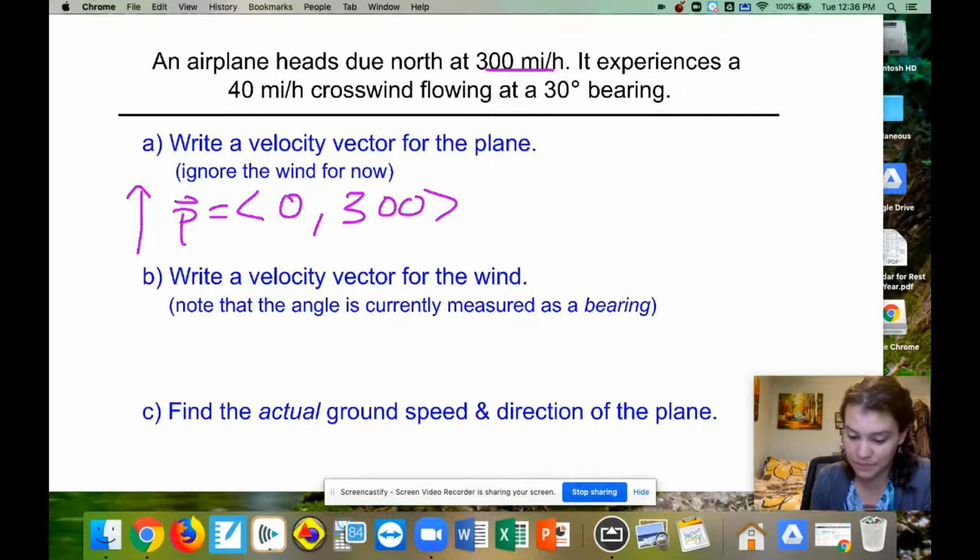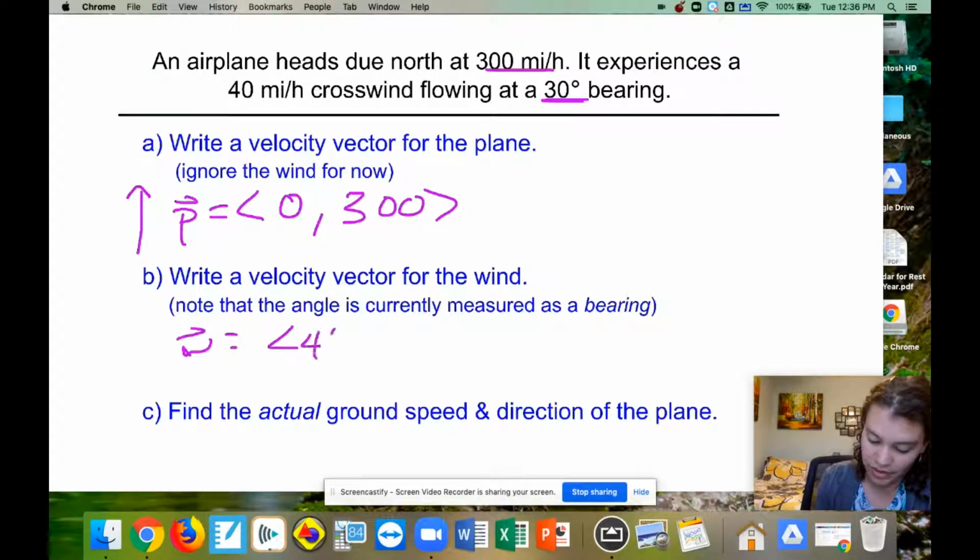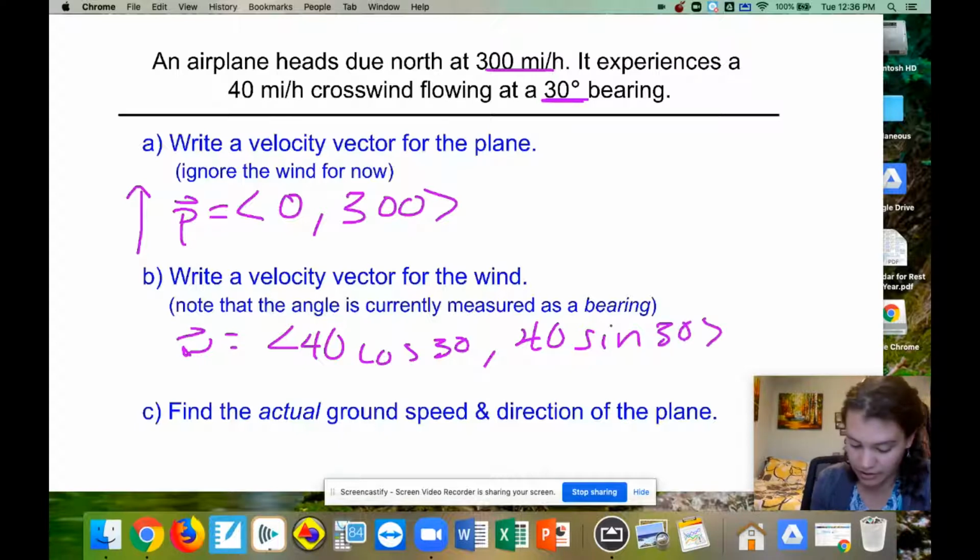So then for the wind, we're at a 30-degree bearing. So we'll call it W. You have 40 cosine of 30, 40 sine of 30. Put this into a calculator and you should get 20 and 34.64.